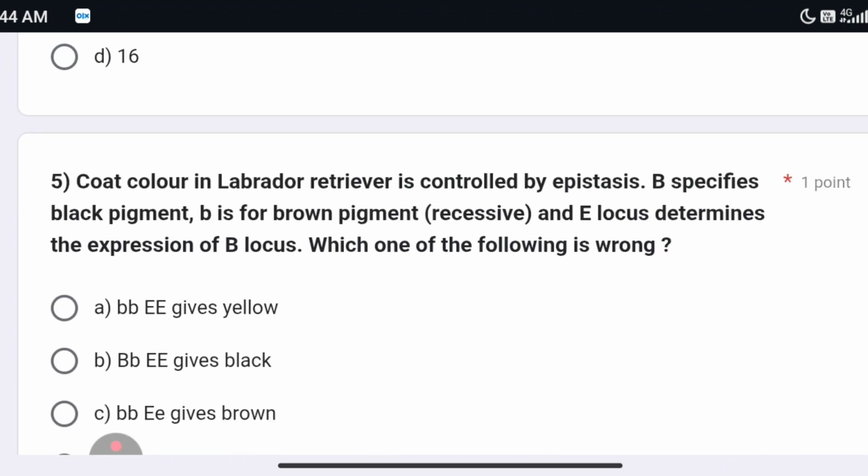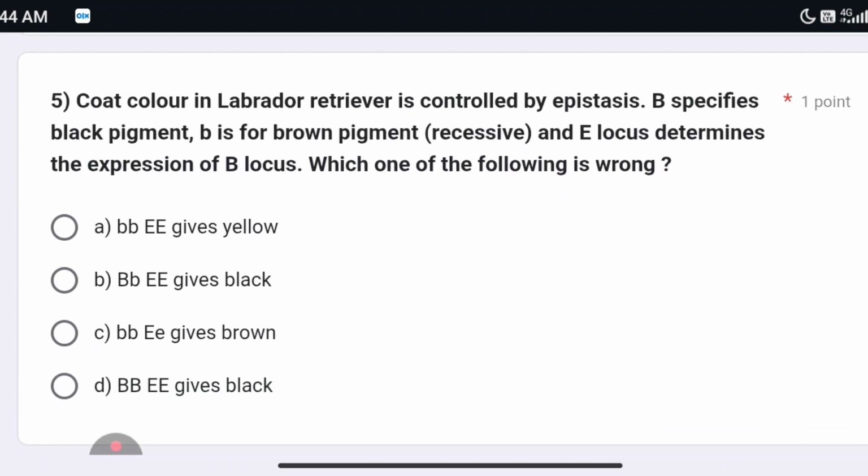The fifth question for this Google form is, coat color in Labrador Retriever is controlled by epistasis. B specifies black pigment, b is for brown pigment which is recessive, and E locus determines the expression of B locus. Which one of the following is wrong? The answer is A, B and E gives yellow.